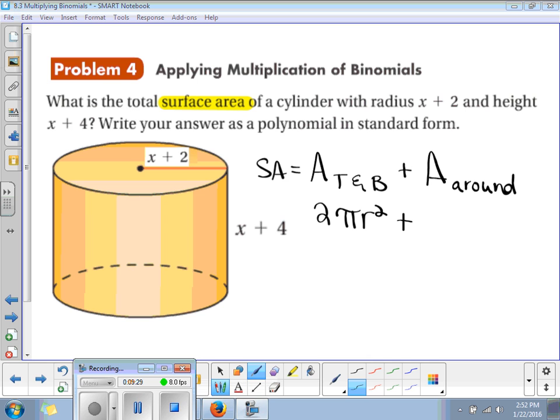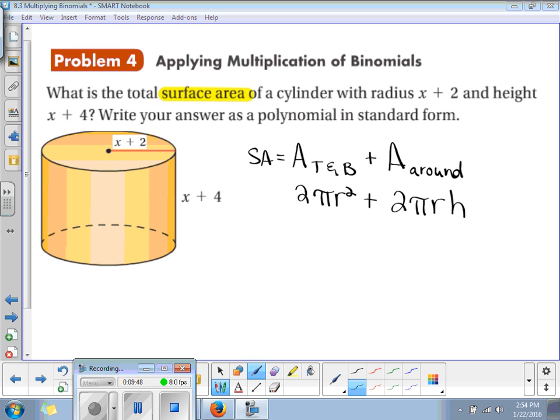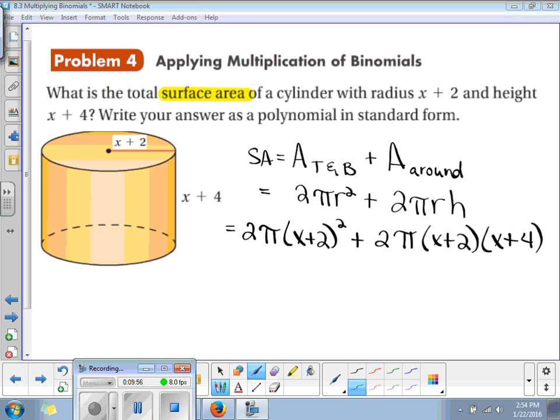The length would be the circumference of that circle, which is 2 pi r. And the height of the soup can would be x plus 4. So that's going to be the height. So there is our formula. All right, good. So now we're going to substitute into our formula everything that we have from our diagram. So here is our substitution.